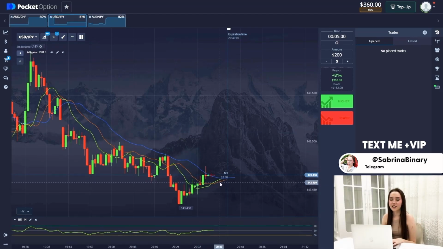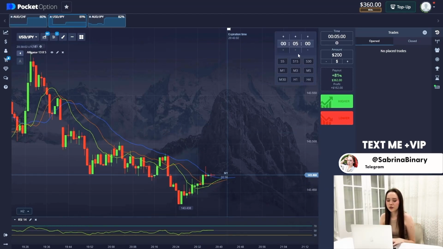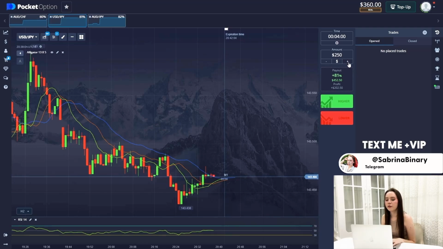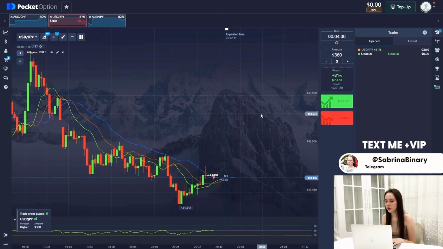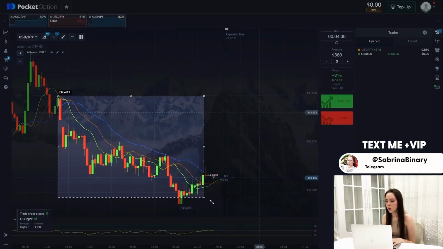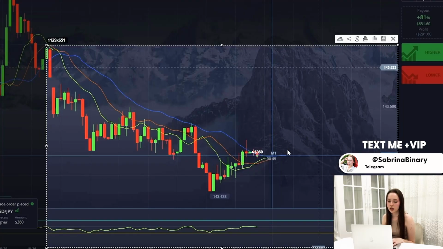A great currency pair. I will reduce the time frame to 4 minutes and I'll open a trade for a maximum amount. The whole chart tells us about the further rise in price, so I will open a trade to raise the price. And again, thanks to the genius technical analysis, look, the alligator lines have not yet crossed.